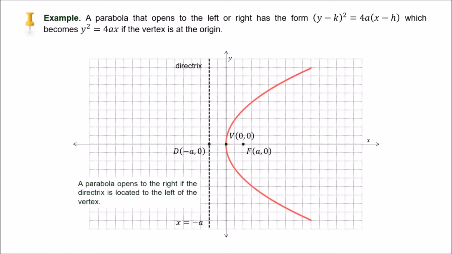A parabola that opens to the left or right has the standard equation y minus k squared equals 4a times x minus h, which becomes y squared equals 4ax if the vertex is at the origin. For a parabola that opens to the right, this is where the directrix is located to the left of the vertex.